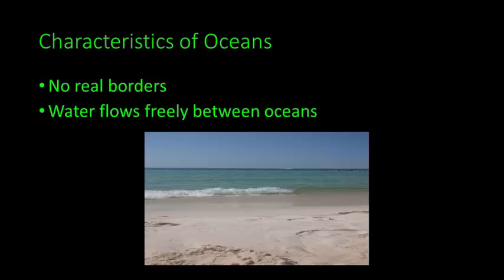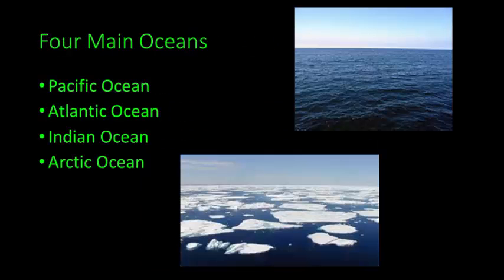One distinct characteristic of oceans is that oceans have no real borders and water flows freely between them. There are 4 main oceans: the Pacific, Atlantic, the Indian, and the Arctic. You may have been to the ocean at some point in time. Oceans are fun to play in, but can also contain dangerous sea animals such as sharks.